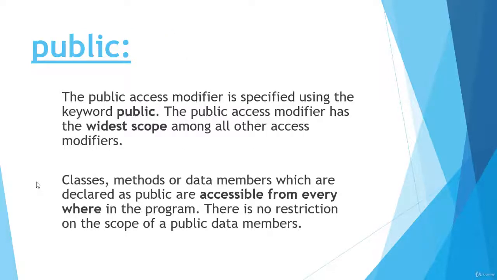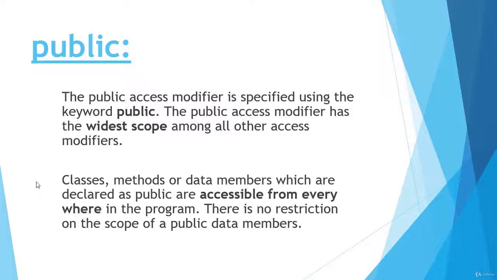At the last we have the public access modifier. The public access modifier is specified using the keyword public. This public access modifier has the widest scope among all the access modifiers. Classes, methods or data members which are declared as public are accessible from everywhere in the program. There is no restriction on the scope of the public data members.